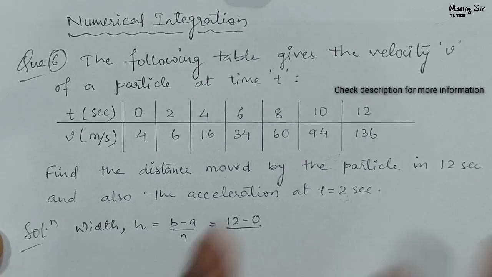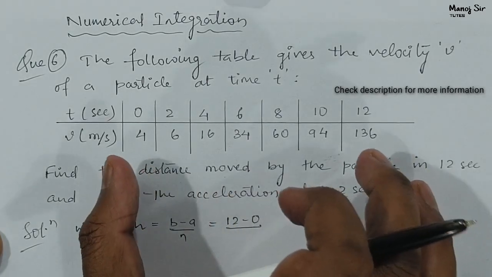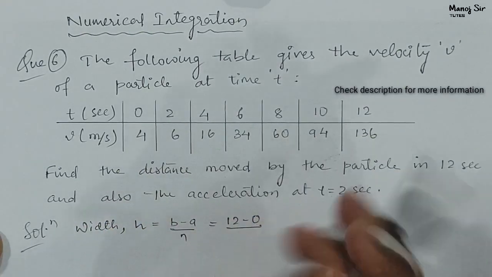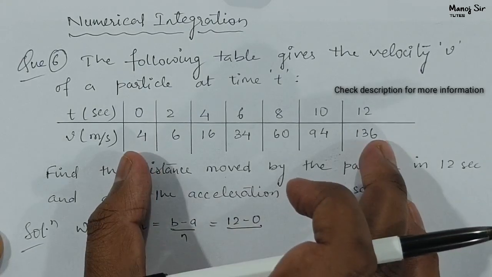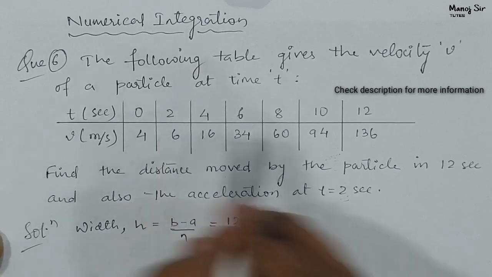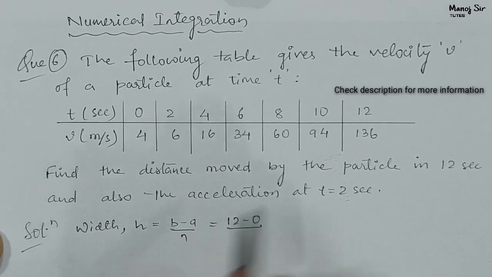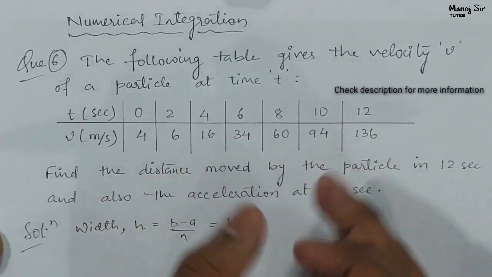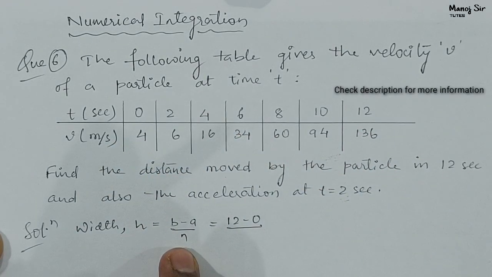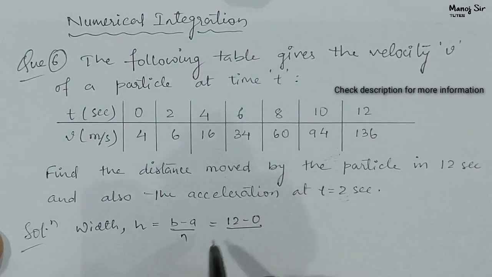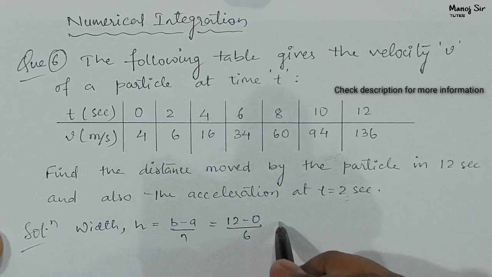What is the value of n? Here you can see the number of elements given in the problem: 1, 2, 3, 4, 5, 6, 7. The number of elements is 7. We need to subtract 1, so that we get the number of steps, small n. So 7 minus 1 is 6. So h equals 12 upon 6, that is 2.